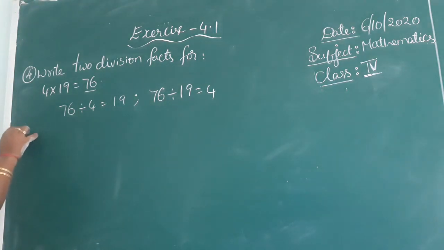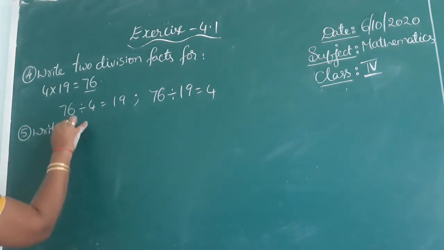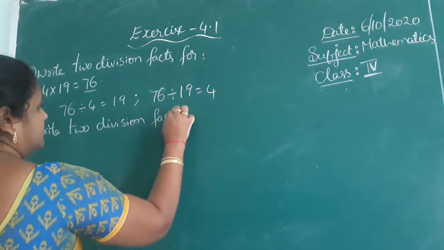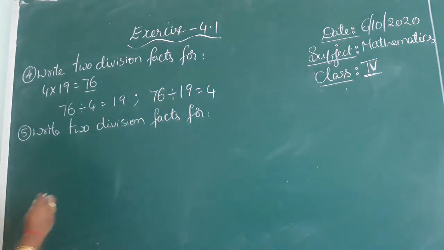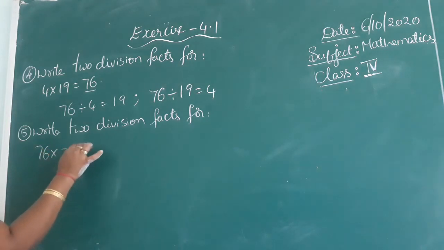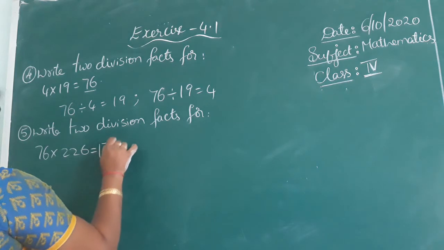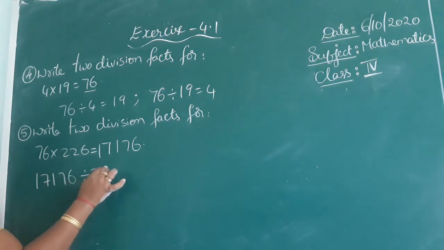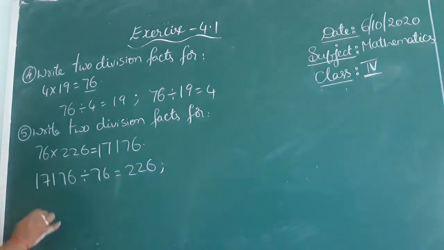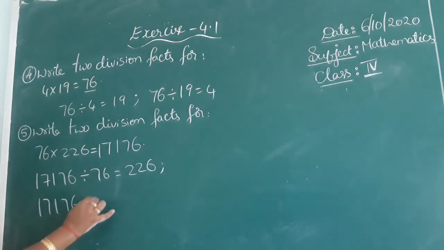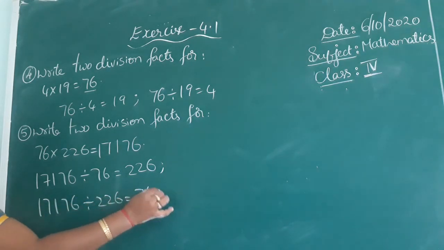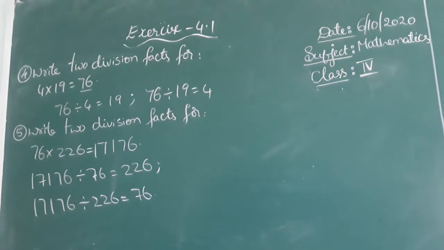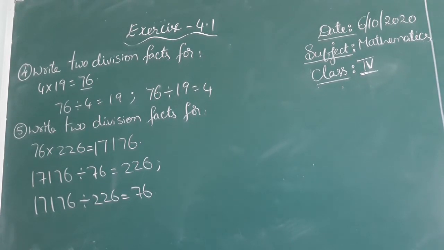Next, write 2 division facts for 76 into 226 equals 17,176. Here 17,176 divided by 76 equals 226. Next, 17,176 divided by 226 equals 76. Okay. Like that you can write the division facts of the number given. If they give the multiplication, you have to write the division facts.